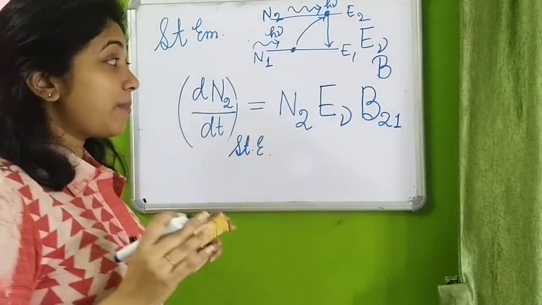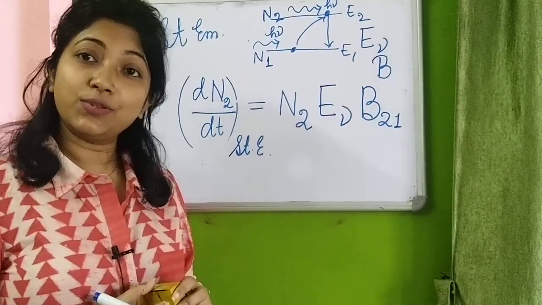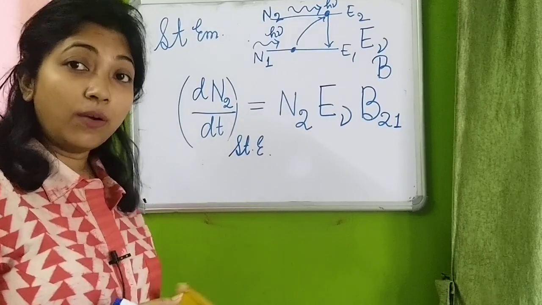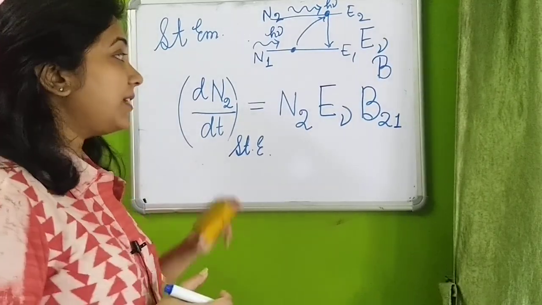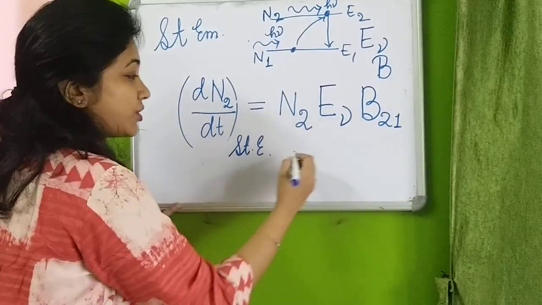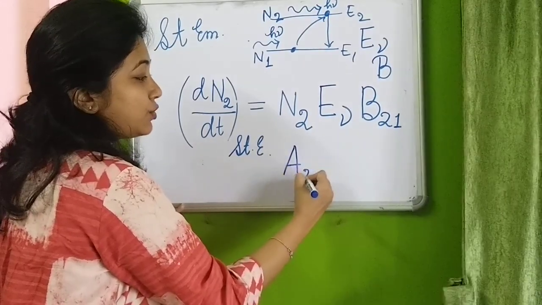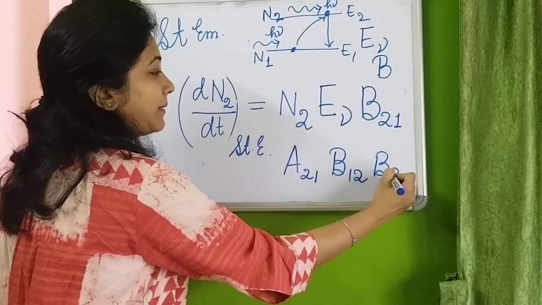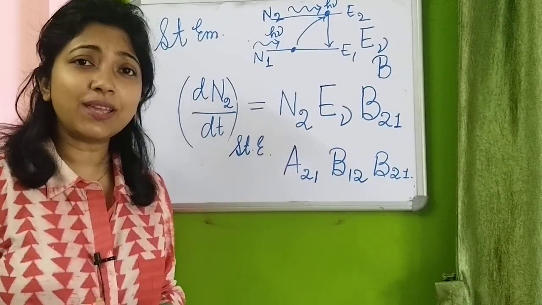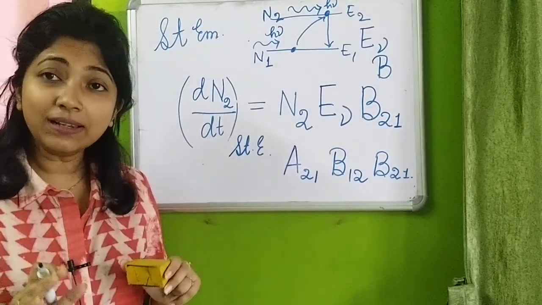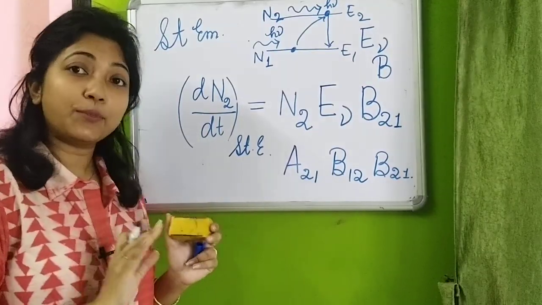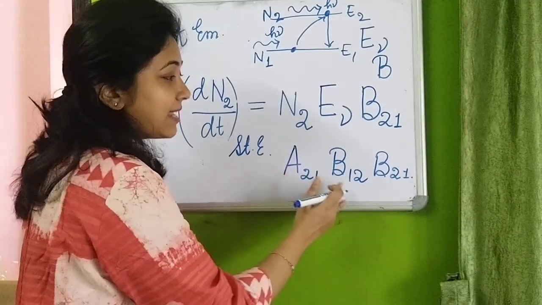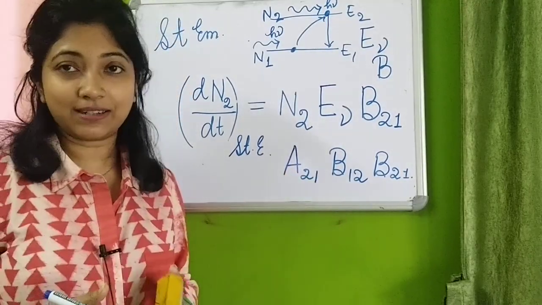Please remember, these are the three rate equations which he gave us, and using these three rate equations we can find out the relation between Einstein's AB coefficients, namely A21, B12 and B21. Since this video is becoming very large, I will keep this lecture up to here only. We will find out the relation between Einstein's AB coefficients in the next lecture.